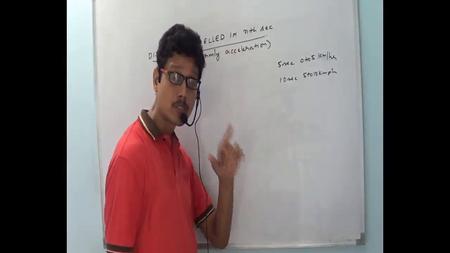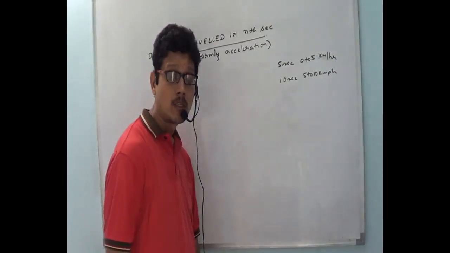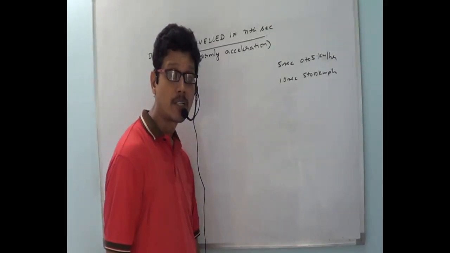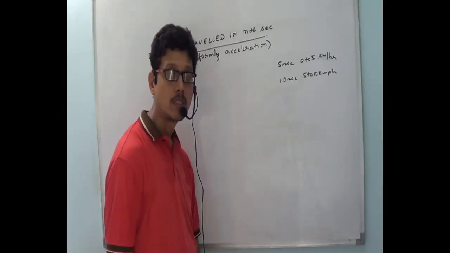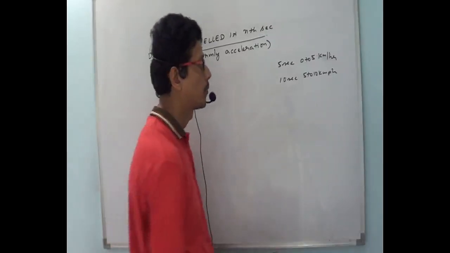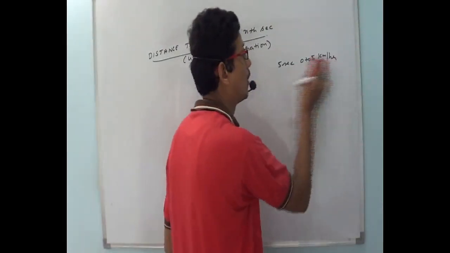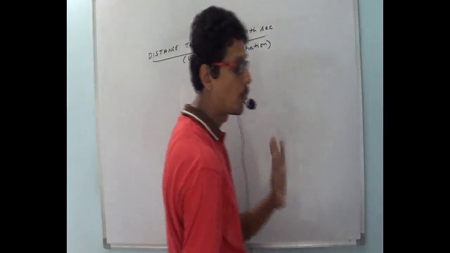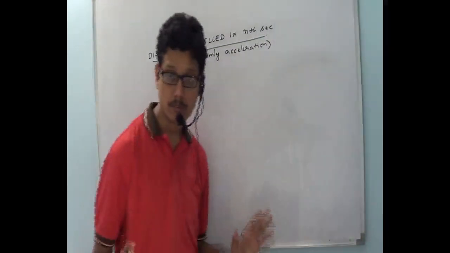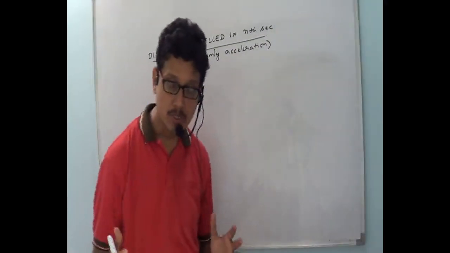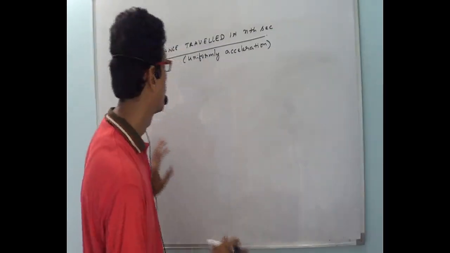What is uniform velocity? Equal displacements it will cover in equal intervals of time. Uniform velocity: equal displacements in equal intervals of time, okay. So a body is traveling with uniform acceleration, equal changes in velocity with equal intervals of time, okay.